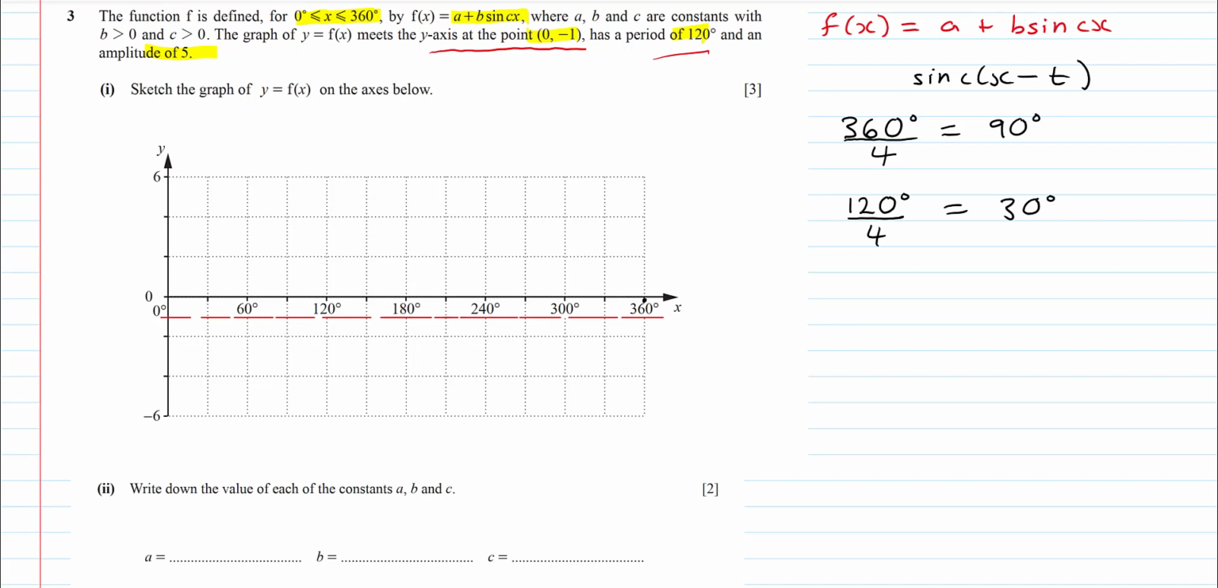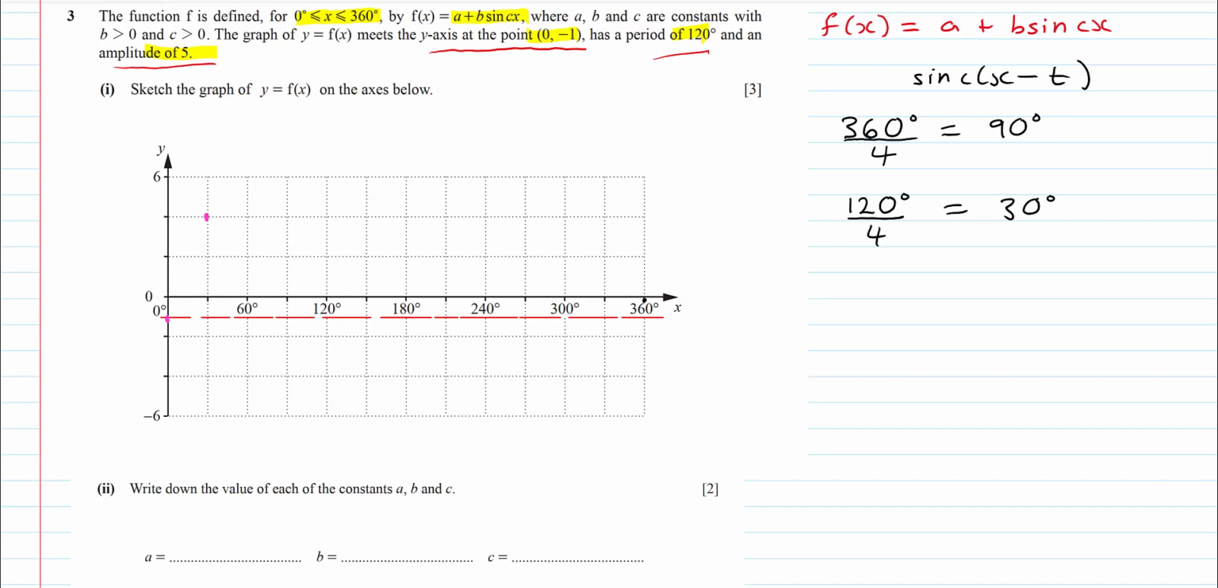So we'll start plotting some of these points onto our graph then, and we're also going to make use of the fact that our amplitude is 5. So the amplitude just tells us how much our graph oscillates from the principal axis. So our first point then is going to be 0, negative 1. So that's where we're going to start. Our first maximum occurs at 30 degrees, and we have to move up 5 units from our principal axis. So that's going to be at the point 30 degrees and 4.